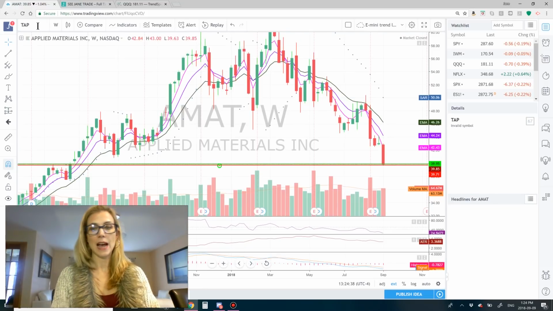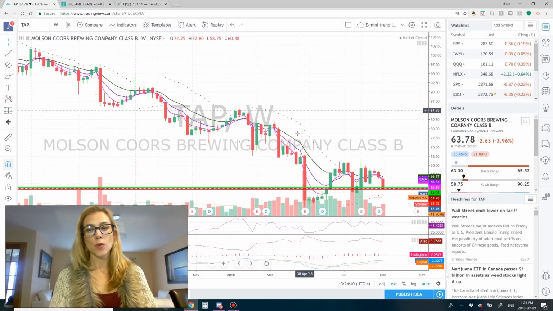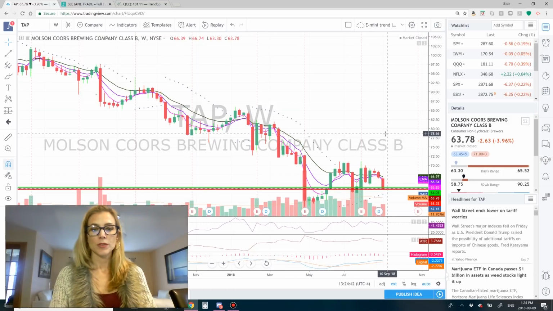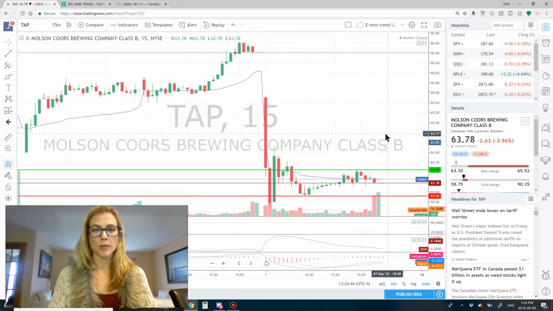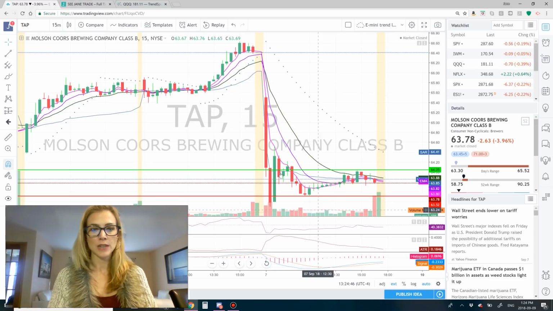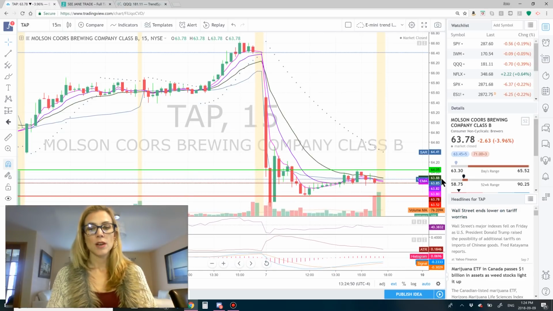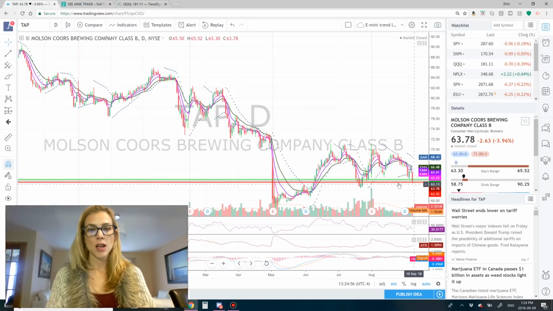Next, we have TAP, which is Molson Coors Brewing Company. So this is the weekly chart. Let's pull it back to the 15-minute. Massive down day on Friday. I would look for support level of 63.52, resistance of 64.05. It does have 180 million in the float. When we look at it on the yearly chart, we do have this support level that I think it could go down and test, 62.45. After that, it might go down to the 61 area as well.